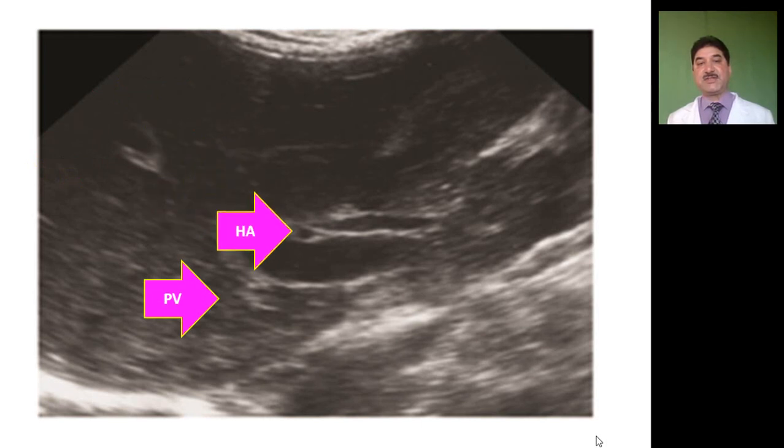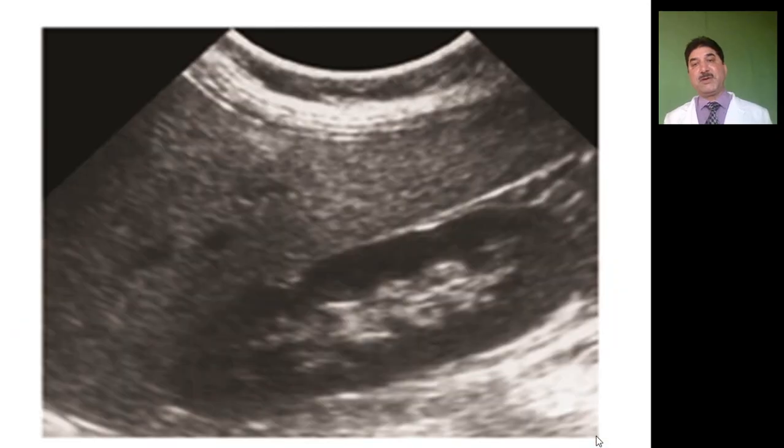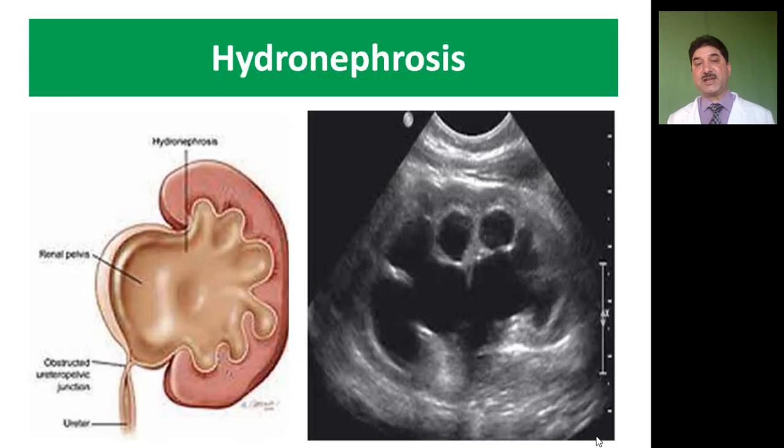In this diagram, you can see the hepatic artery, portal vein, and common bile duct. This is again a section of the liver where you can see inferior vena cava and portal vein. Portal vein is again identified by hyperechogenicity of its walls. So normal kidney consists of outer cortex and inner medulla. Cortex being hypoechogenic and medulla is hyperechogenic as shown in this diagram.